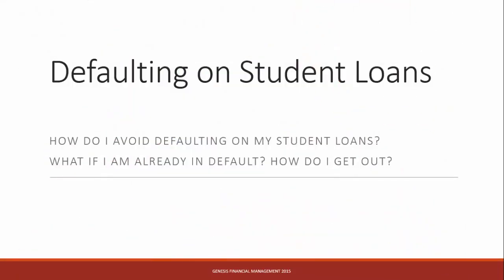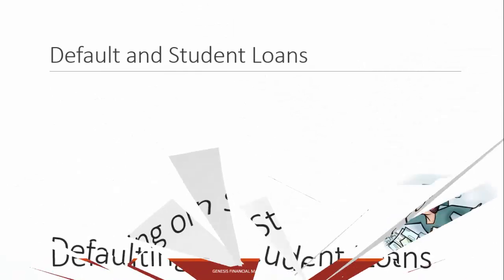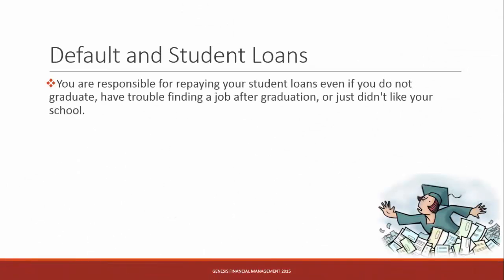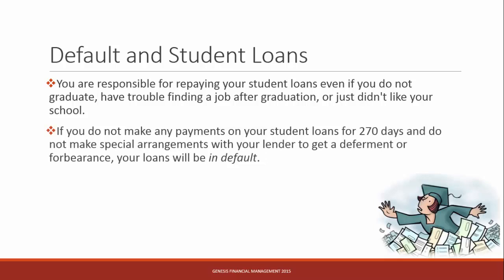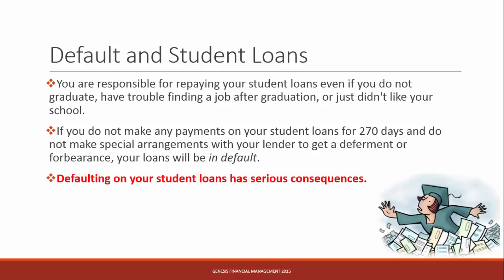Defaulting on student loans. How do I avoid default on my student loans? What if I'm already in default? How do I get out? You are responsible for repaying your student loans even if you do not graduate, have trouble finding a job after graduation, or just didn't like your school. If you do not make payments on your student loans for 270 days and do not make any special arrangements with your lender to get a deferment or a forbearance, your loans will be in default. Defaulting on your student loans has serious consequences.